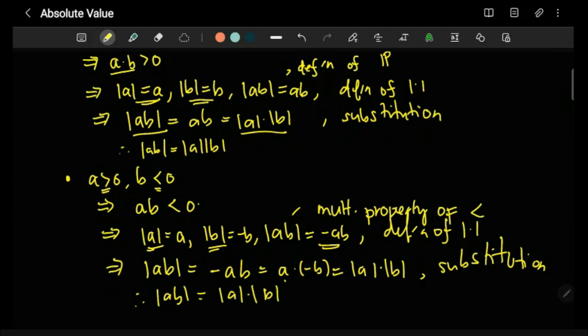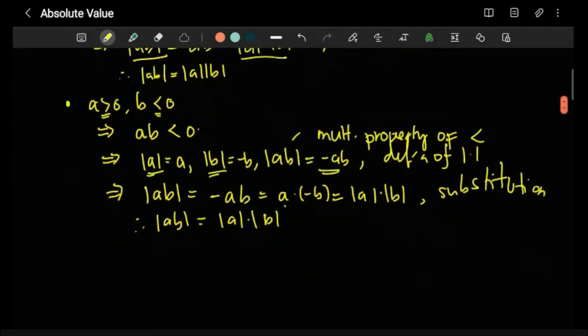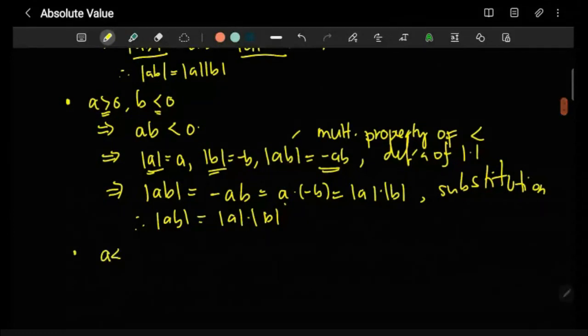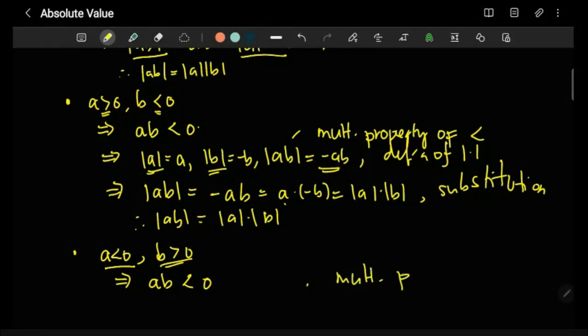We repeat this method for the two other cases. So we have A is less than 0 and B is greater than 0. By the same concept, this time we're applying it on B greater than 0. If A is less than 0 and I multiply both sides by B, I get AB is less than 0. It remains less than since B is positive. That's the other multiplication property of inequality.